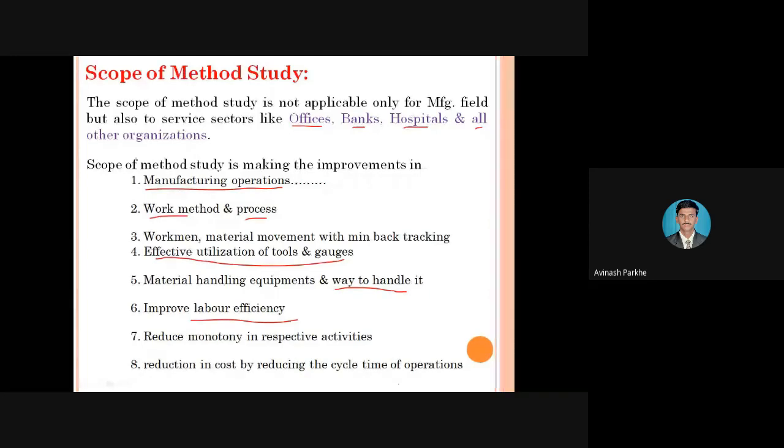So these are the 8 scopes of the method study. That means if we apply the concept of method study in the manufacturing field as well as in some other sectors, for example offices, banks, hospitals, technical institutes, technical organizations, in all these organizations, if we apply the concept of method study, then there will be improvement. And these are the total 8 points in which the improvement will take place. So this is the scope of the method study.